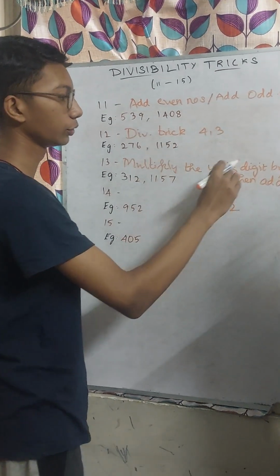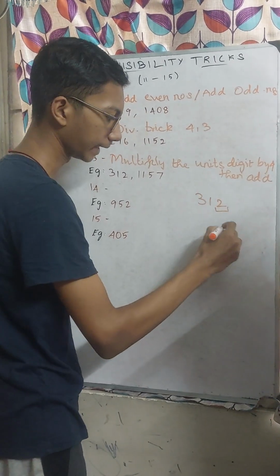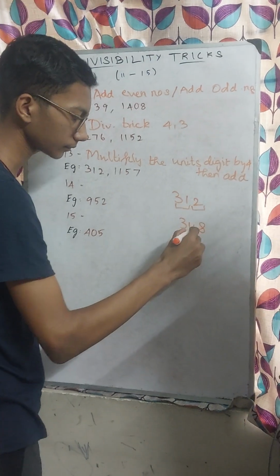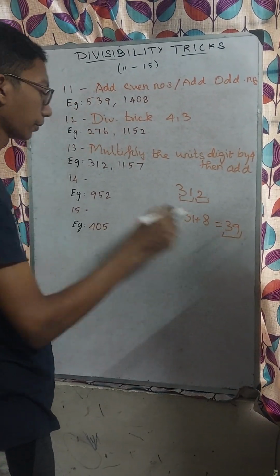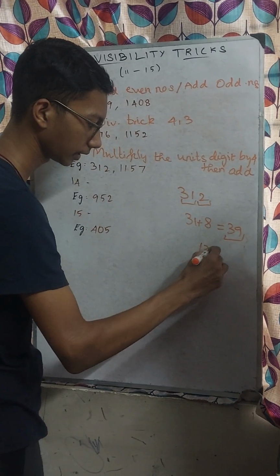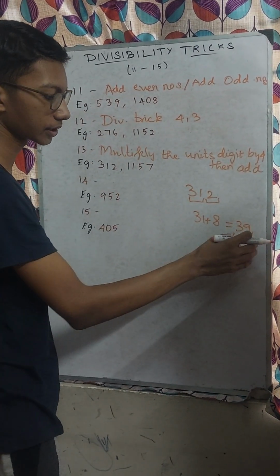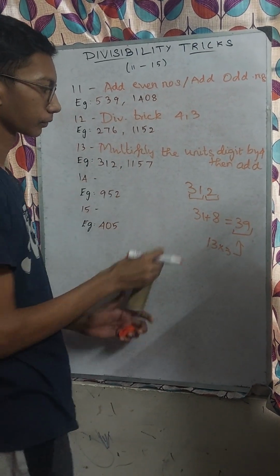Multiply the units digit by 4. If we multiply 2 with 4, we get 8. Then add, that is, from 31, add 8. This gives 39. Since 39 is a multiple of 13, that is 13 times 3, this number is also divisible by 13.